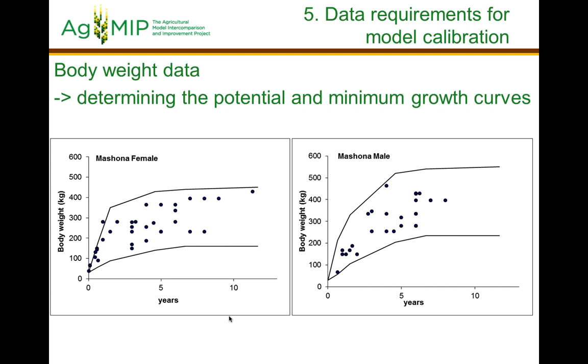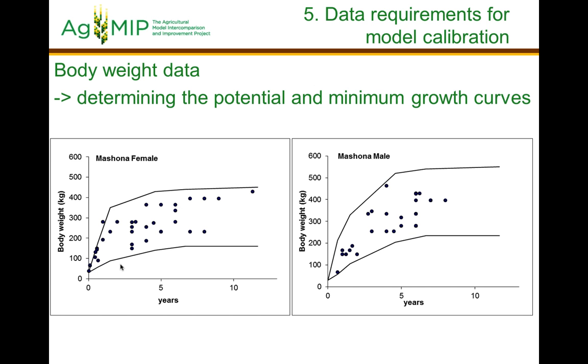Okay, so I will move on, I think, otherwise we'll come into time constraints. So a little bit about data requirements then for model calibration and model use. So in terms of the calibration, important breed characteristics are the potential and the minimum growth curves. And these can be derived from body weight data. And you see that here.